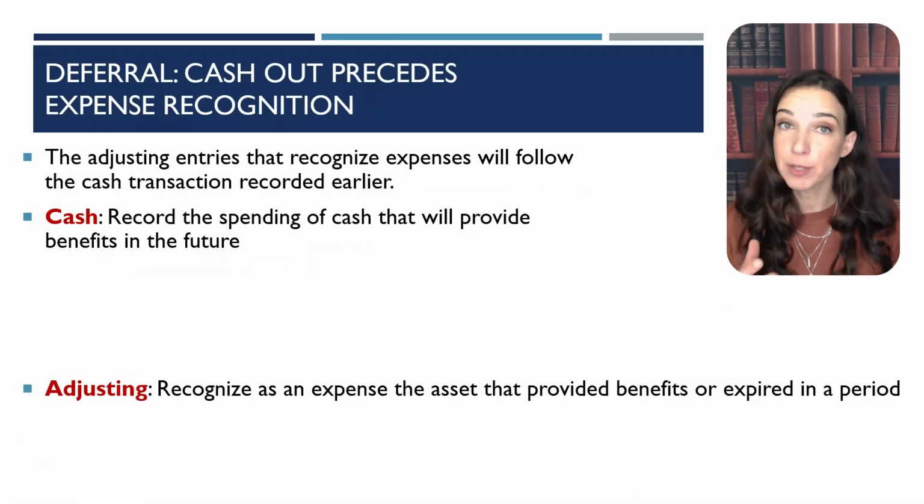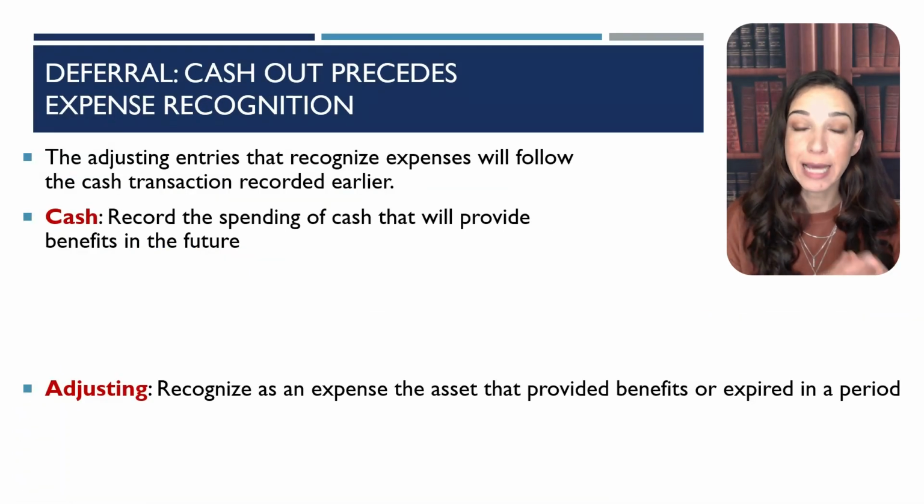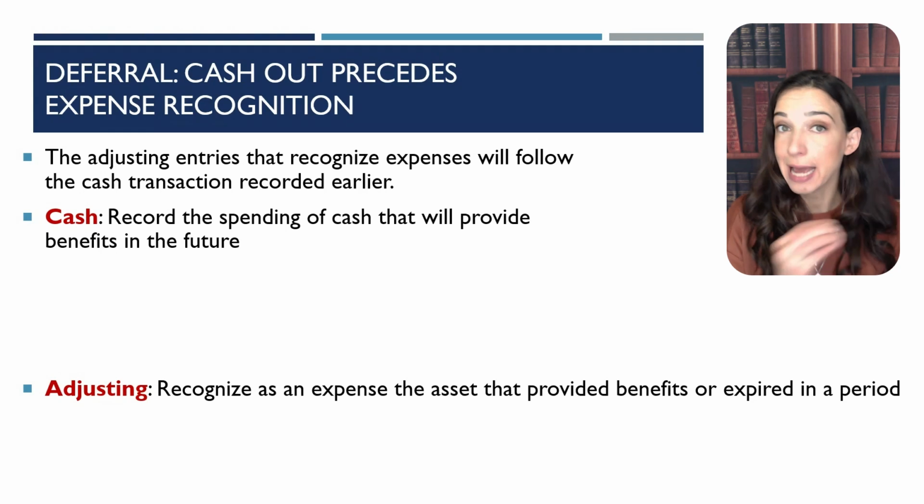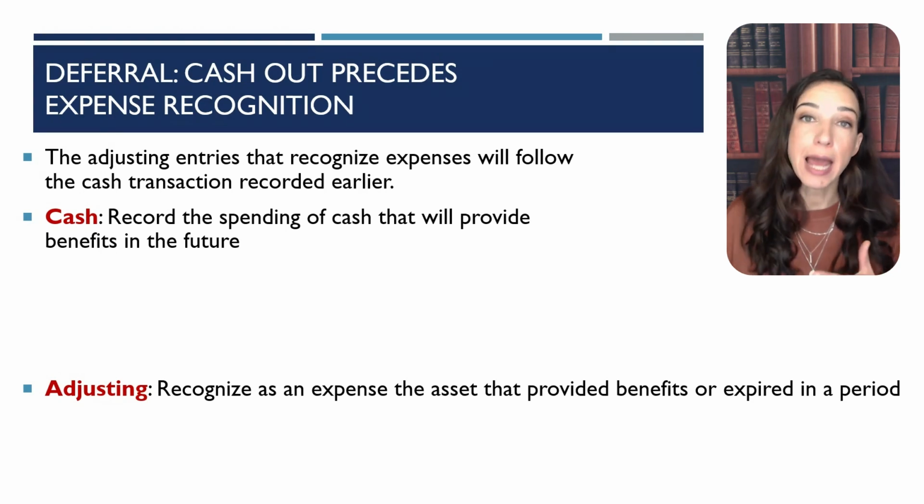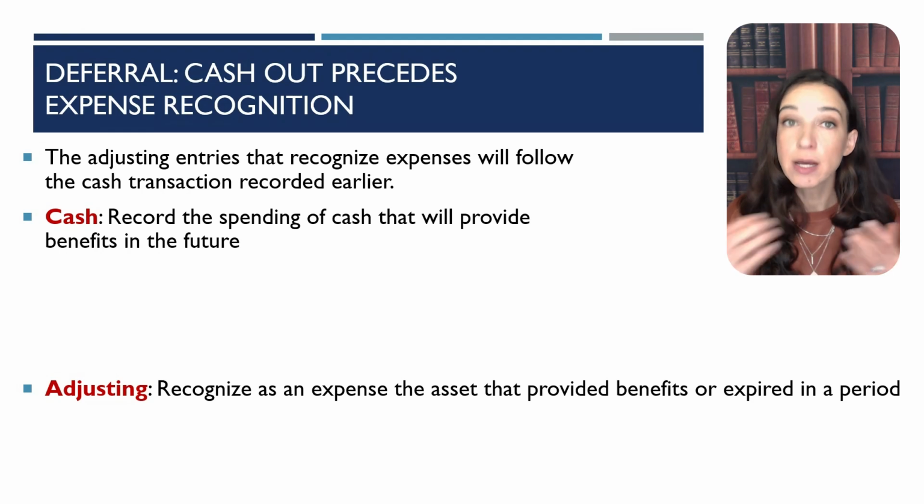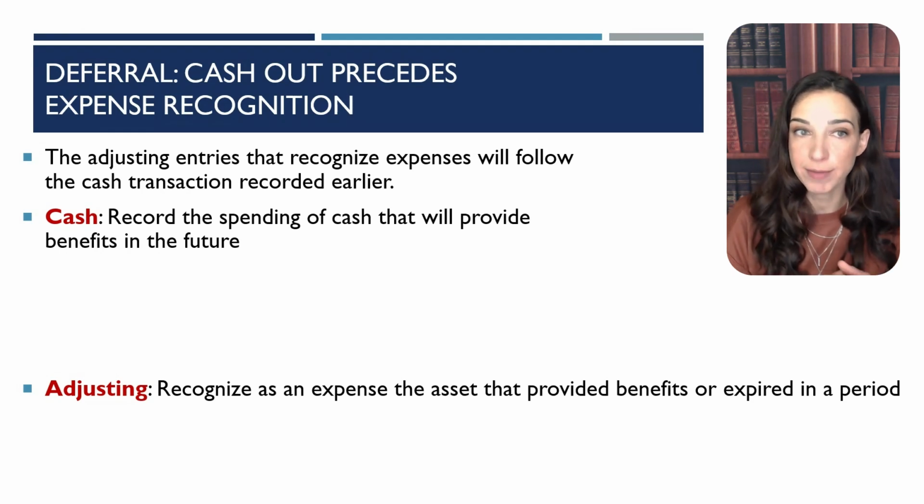Let's talk about the flip side, the situation where the cash outflow already happened, but because we did not recognize the benefit of that outflow immediately, it first sits as an asset on the balance sheet, and then as we use it up over time, we're going to recognize the expense associated with the usage of that asset.